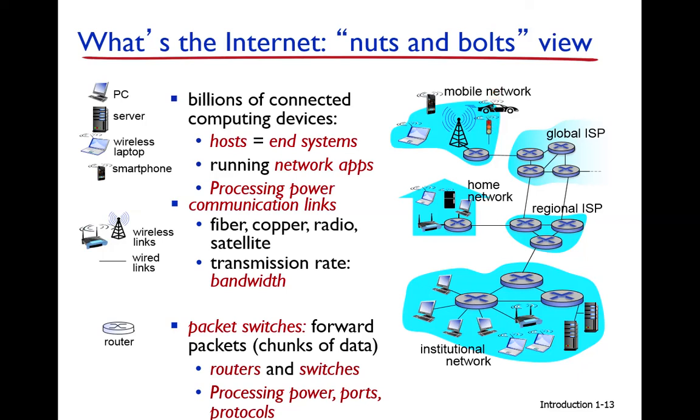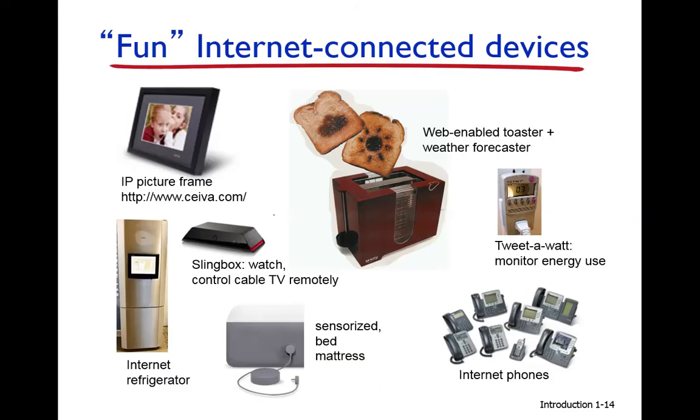So many more devices can also be considered as end systems. For example, this is an IP camera. It can be considered an end system. This is the oven. It is connected through the internet, so this can be considered an end system. This is the weather forecaster. It can be considered an end system. This is the IP phones. They can be considered end systems.